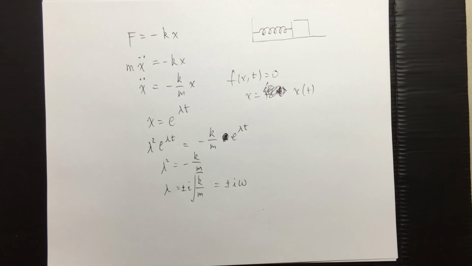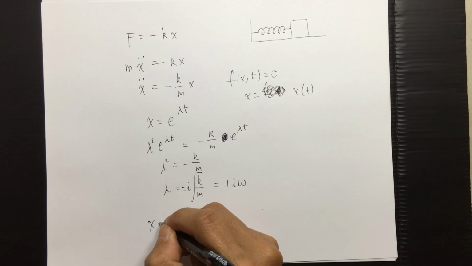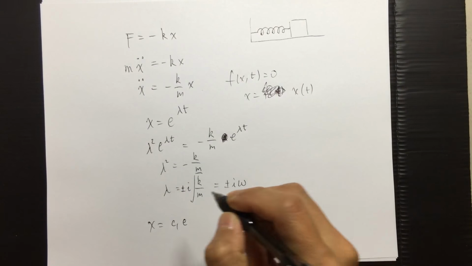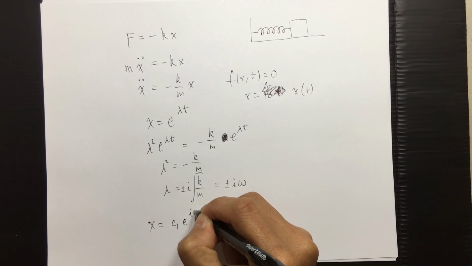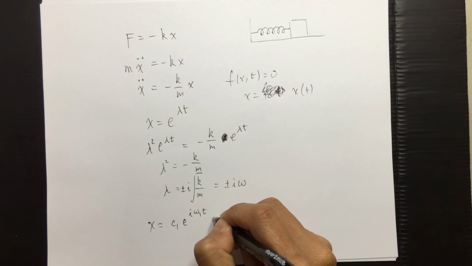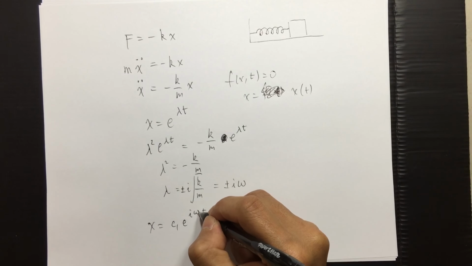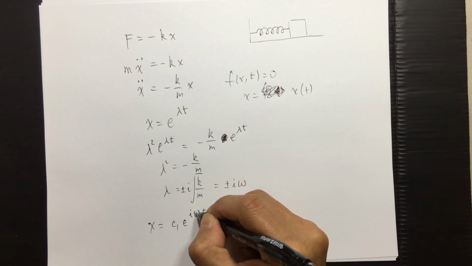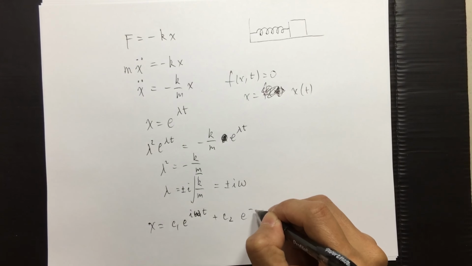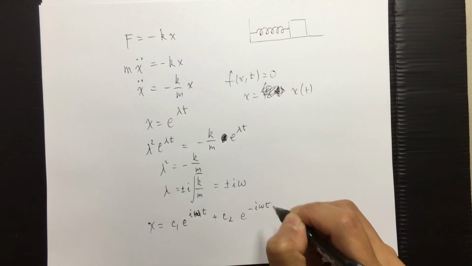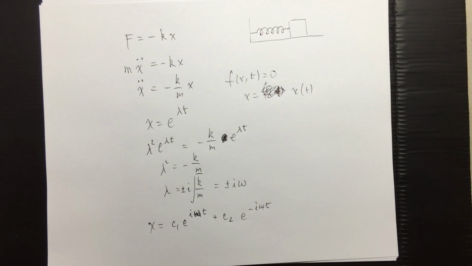then x equals some kind of a mixture of this. We just say x equals c1 e to the i omega t plus c2 e to the minus i omega t. This is some kind of a mixture.